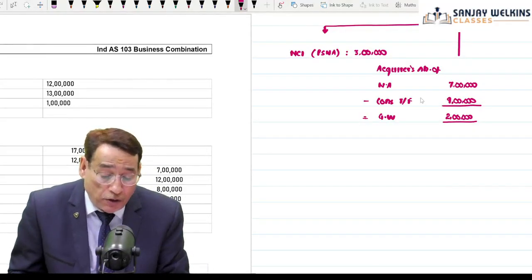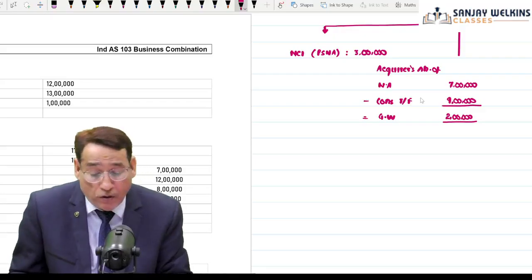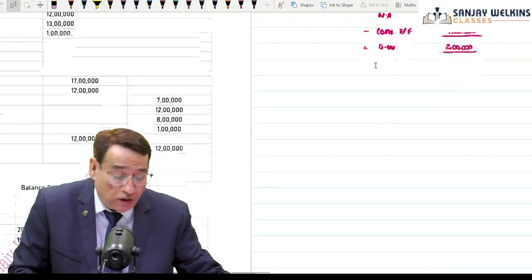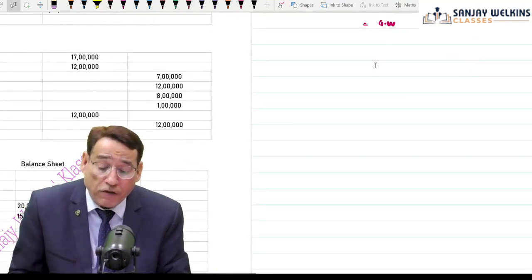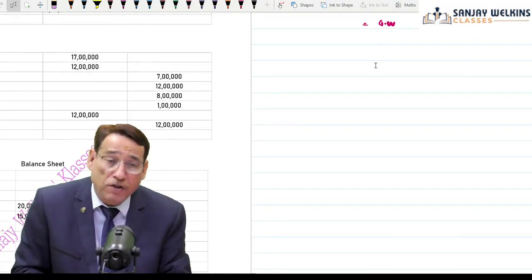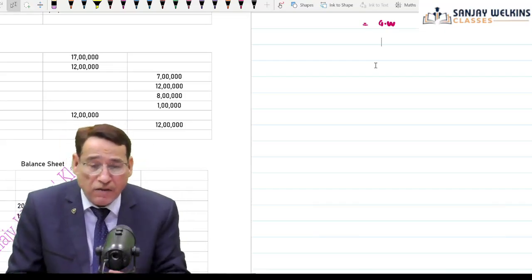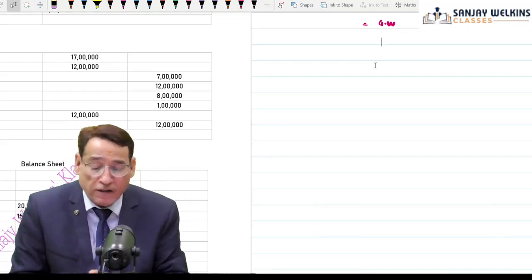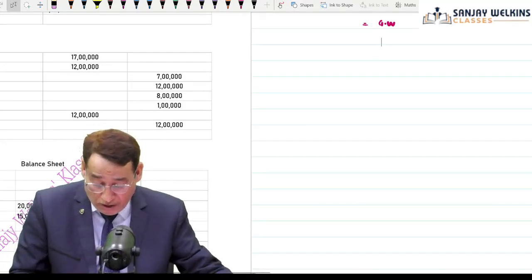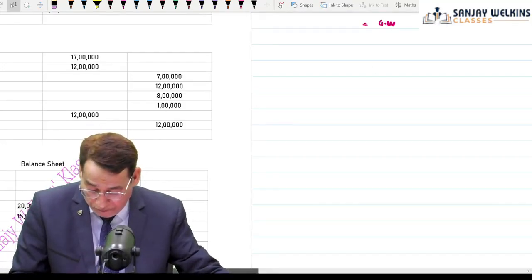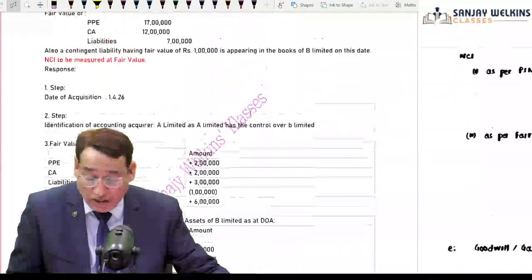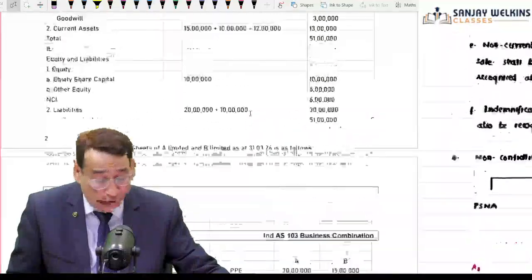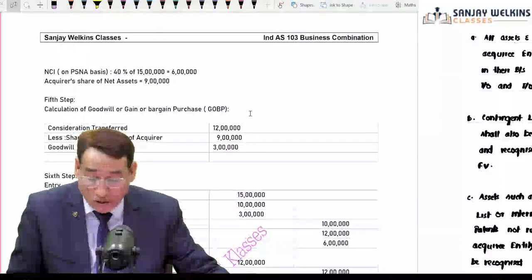Now coming over to all these particular points, the next point is, I have already told you that on the date of acquisition, we have to prepare the consolidated balance sheet. And how the consolidated balance sheet will be prepared, that I will let you know in a short while. In order to prepare the consolidated balance sheet, let's come directly to this particular question so that I can make you understand better.